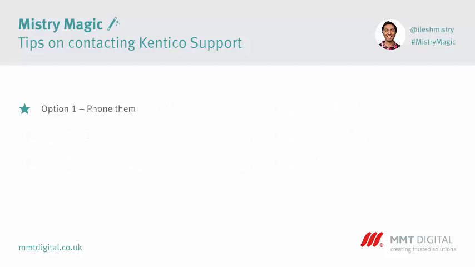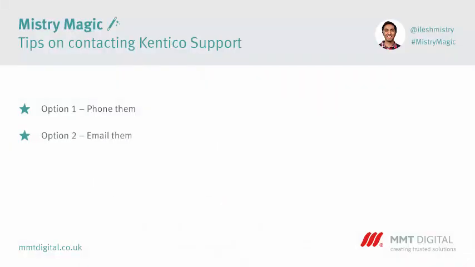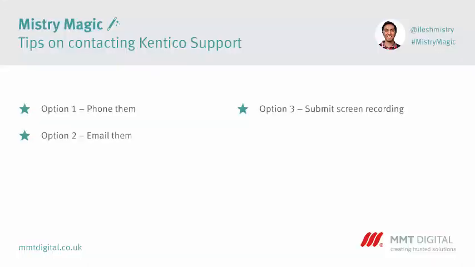I am going to talk about the various options available when contacting Kentico support. The first way to contact Kentico support is via the phone. You can get their number from the Kentico website under the support section. Another option is to actually email Kentico support using the email address support@kentico.com, detailing everything you can to help them resolve the issue. Sometimes recording what's happening on your screen can help the issue be resolved faster. So what Kentico provide is a record a screencast of your issue option on their website.